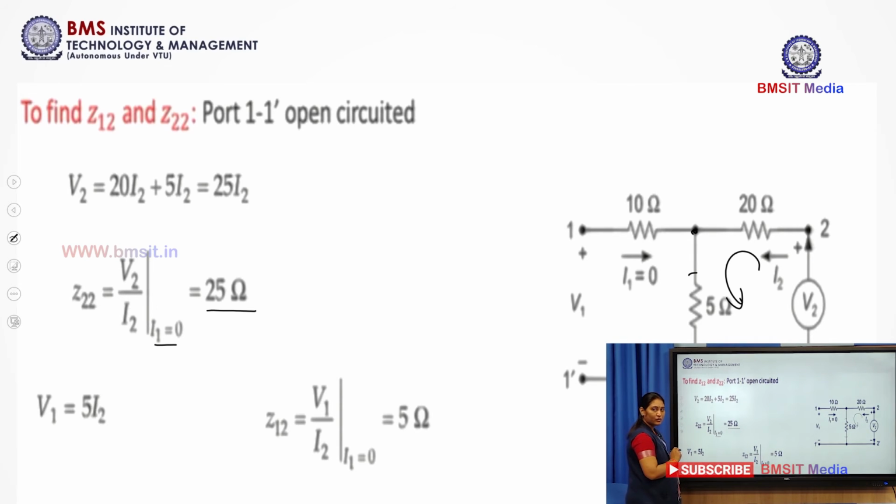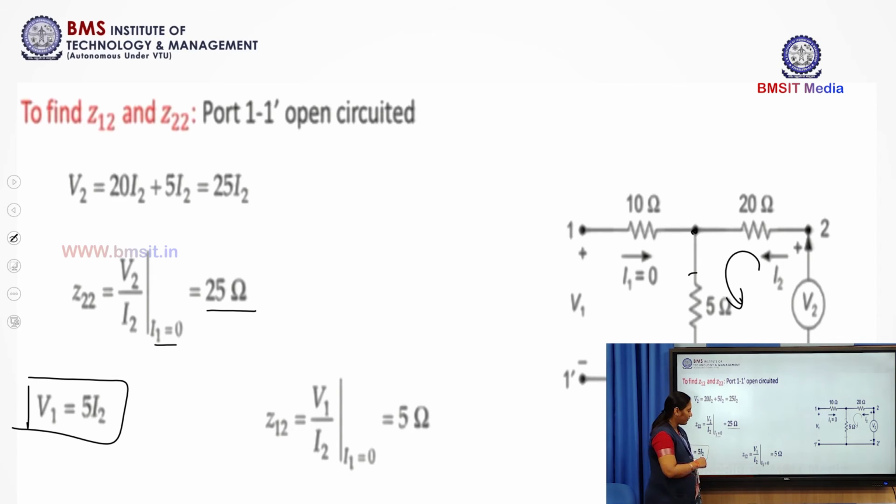As I told, the voltage across the 5 ohm resistor is nothing but V1. So V1 will be equal to 5 into I2. We know the expression for Z12 as V1 by I2 when I1 equals 0. So this will reduce to 5 ohms.